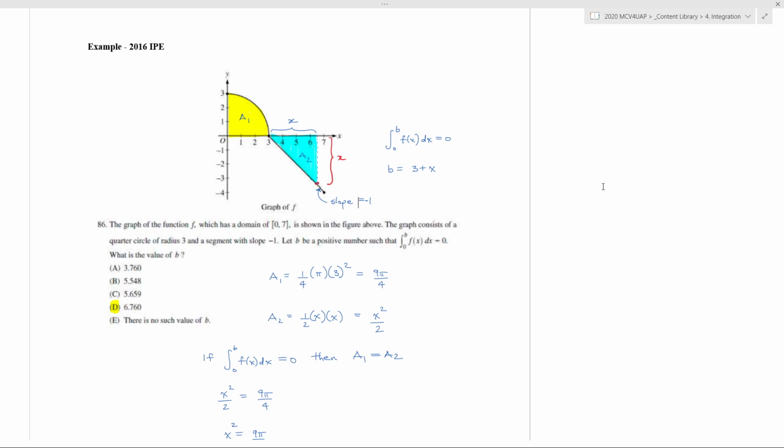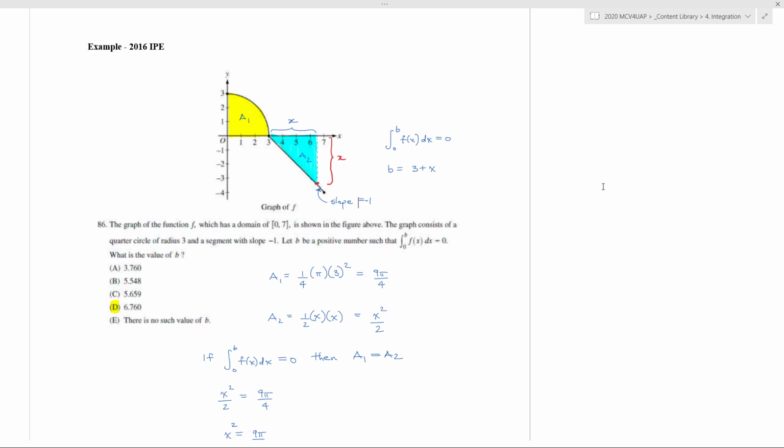Okay? Those two areas need to cancel each other out in order for the integral from 0 to b of f of x to turn out to be 0. Those two areas need to cancel each other out. Or in other words, they need to be equal to each other. So where should x be? Should it be between 4 and 5, 5 and 6, 6 and 7? It can't be beyond 7. It has to be before 7.